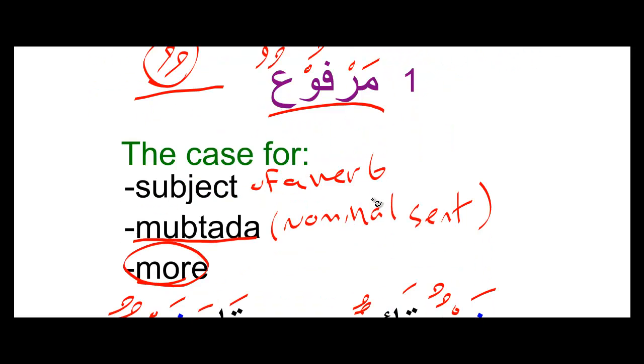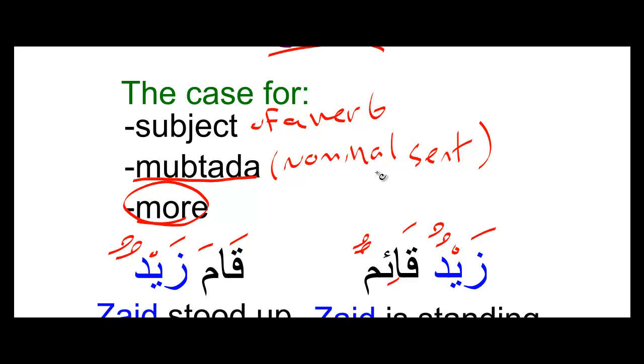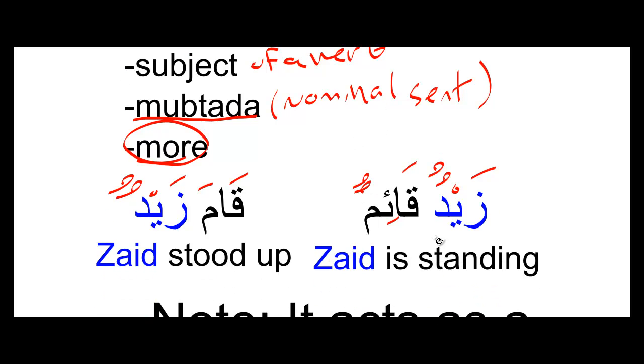Does that sound complicated? Don't worry, with practice it becomes very, very easy and it becomes second nature. So Zayd is marfu', and hence it is given these 2 dhammas. And on this side here we have qama, which is a verb.